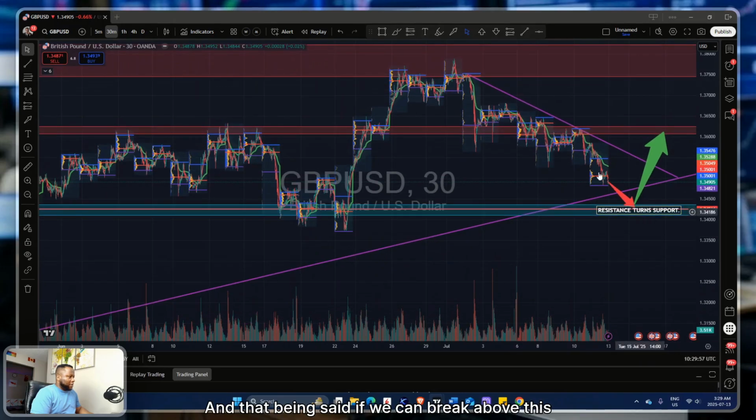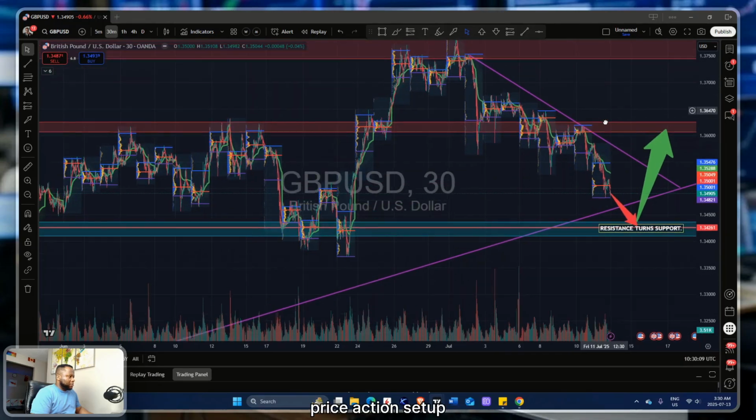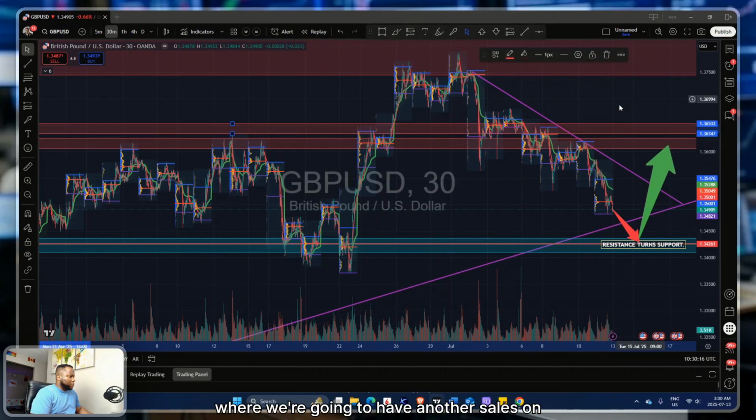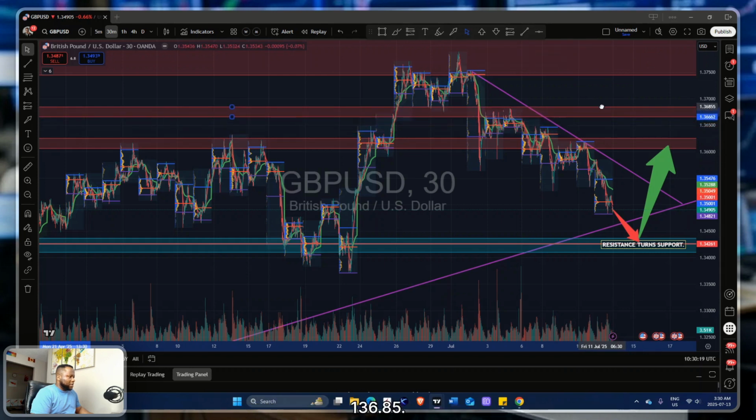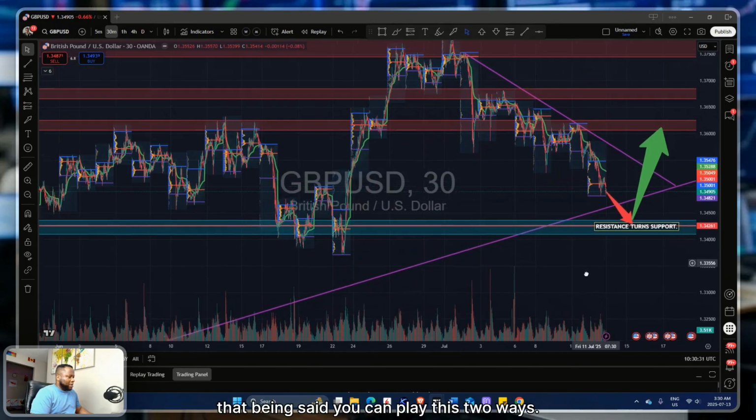If we can break above this resistance, then the next resistance is up here. Supply is 137.50. Another best bet is right here on the drop base drop price action setup, where we're going to have another sell zone at 136.85. This is a sell zone because price lingered here for a bit, came back, then dropped.